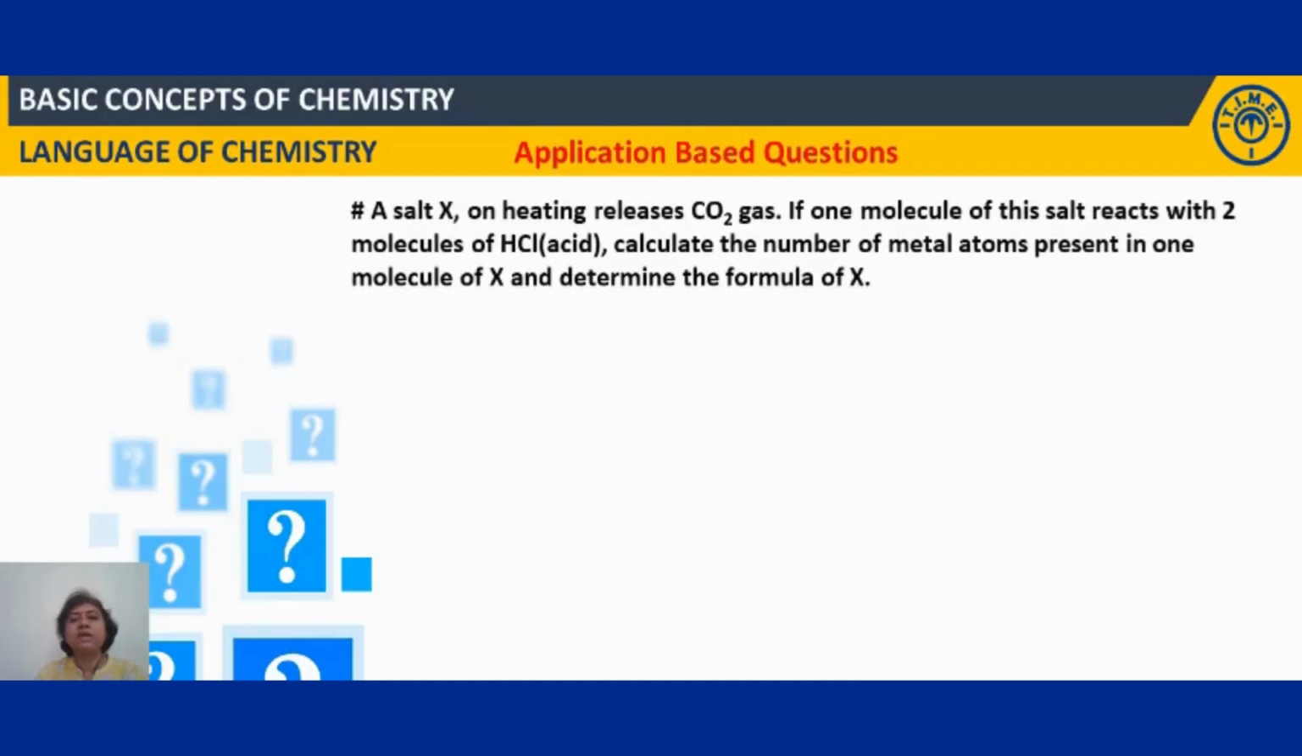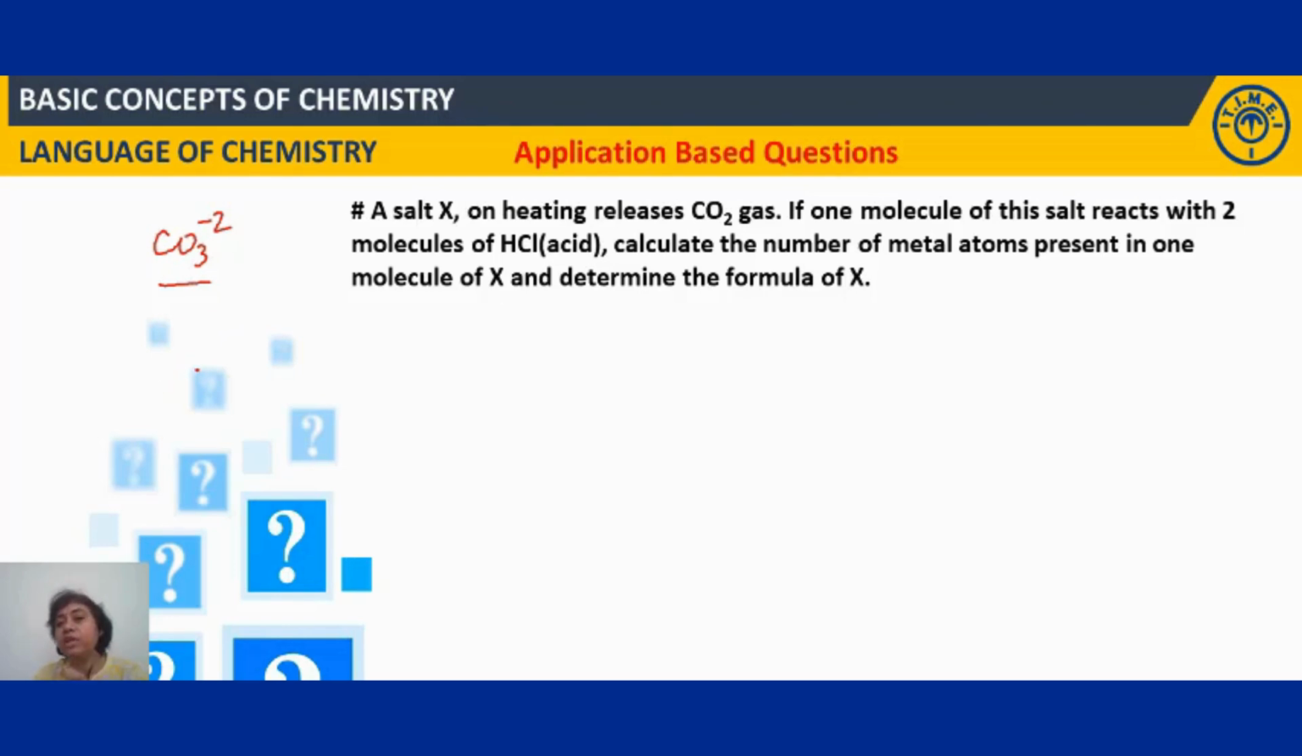The salt on heating releases carbon dioxide gas. That means the salt must contain a radical called carbonate. If in a salt the carbonate radical is there, then it can release carbon dioxide gas. Not always. Sodium carbonate and potassium carbonate do not release it. But most of the carbonates, when you heat them, release carbon dioxide gas. So since the salt is releasing carbon dioxide gas, it must have the carbonate radical.